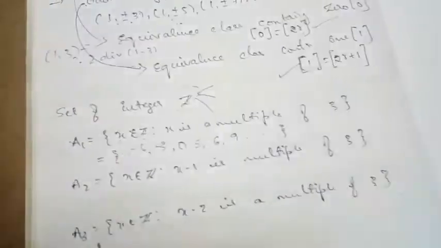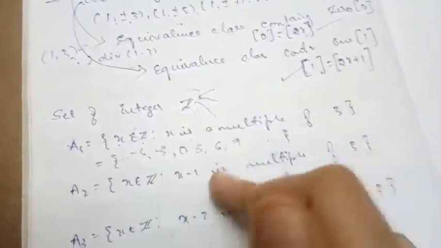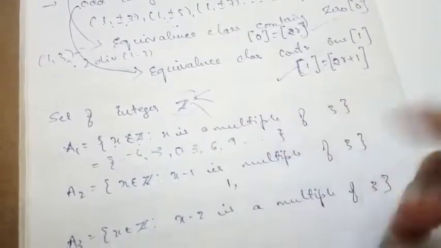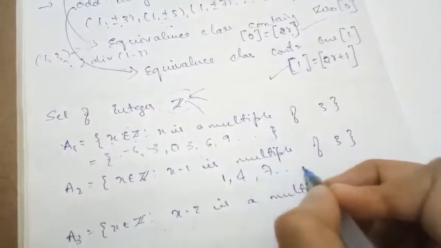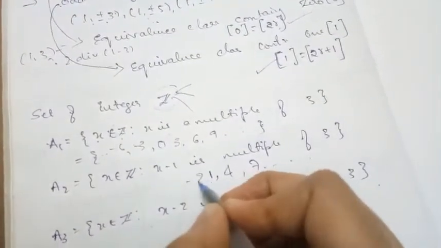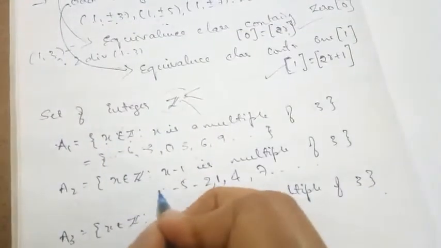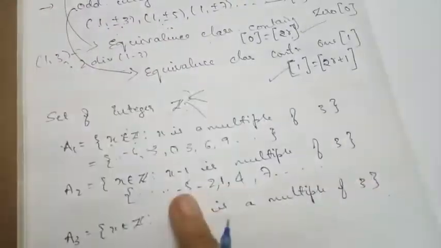A2 is x minus 1 is a multiple of 3. If I take 1, then 1 minus 1 is 0, and 0 is a multiple of 3. If I take 4, then 4 minus 1 is 3, a multiple of 3. If I take 7, then 7 minus 1 is 6, a multiple of 3. Like this for the positive integers. For negative integers, if I take minus 2, then minus 2 minus 1 is minus 3, a multiple of 3. If I take minus 5, then minus 5 minus 1 is minus 6, a multiple of 3. So it continues in the negative direction. This is the positive direction and this is the negative direction. These are the elements which come under the subdivision A2.